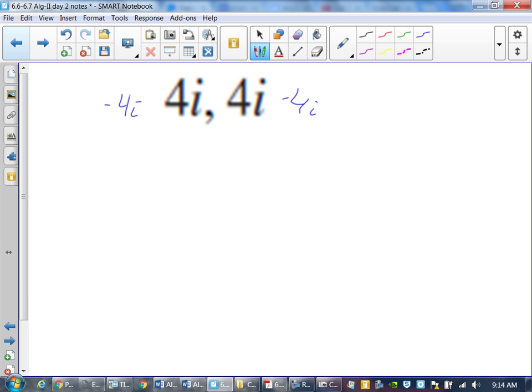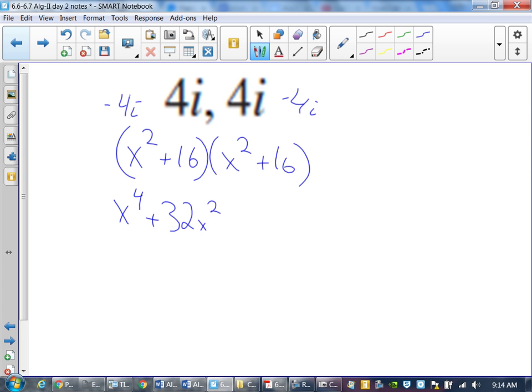Well, you'd have to take the square root of negative 16. So to take the square root of negative 16, you'd have to do x squared plus 16 and x squared plus 16. Not too bad on that. Hopefully I don't screw this one up. X to the 4th plus 32x squared plus 256.